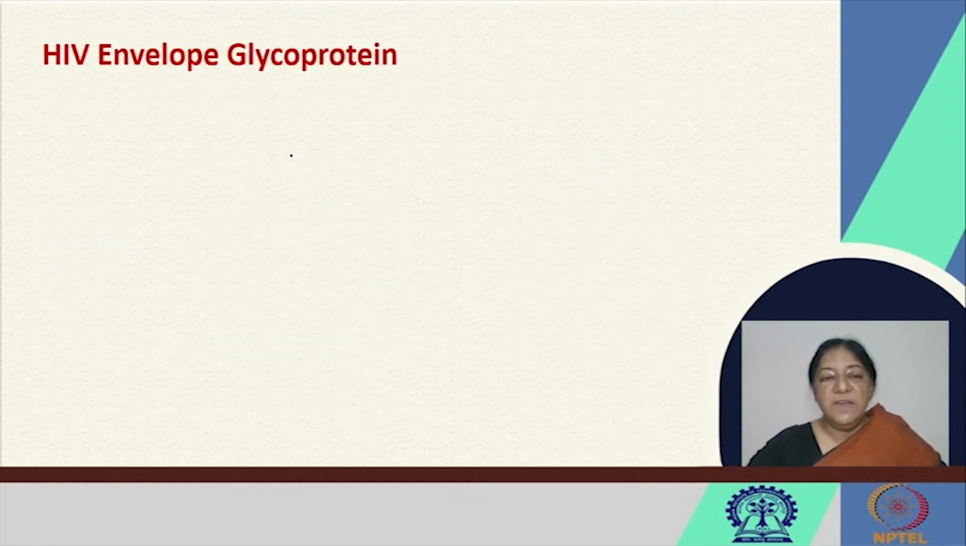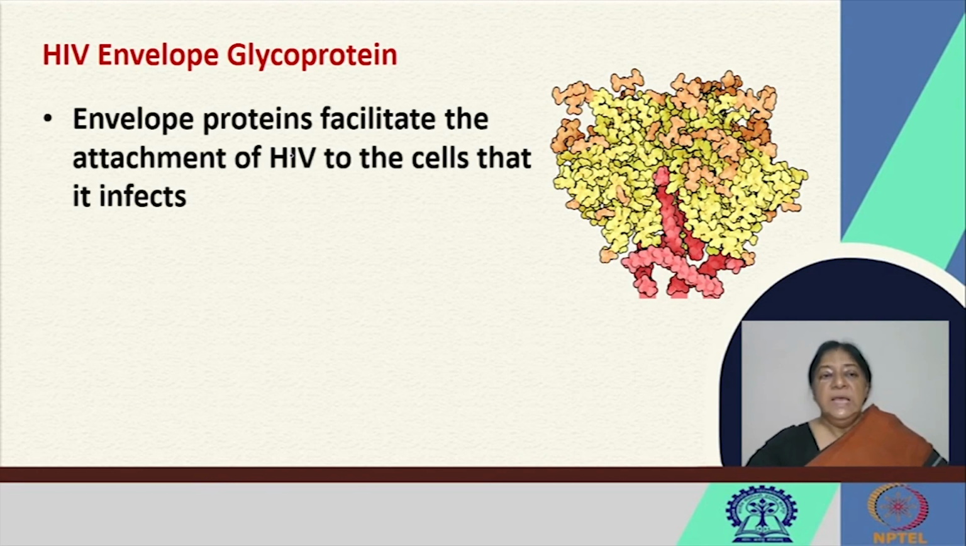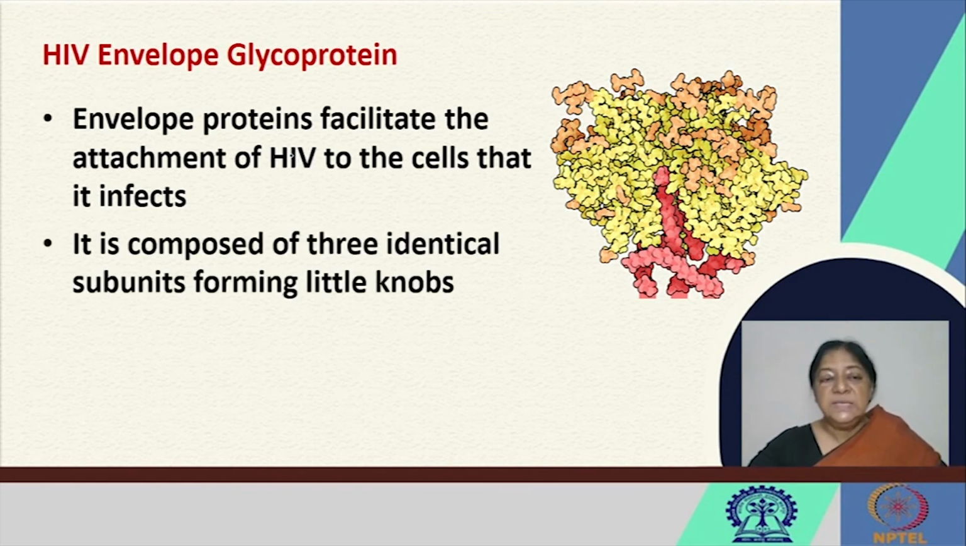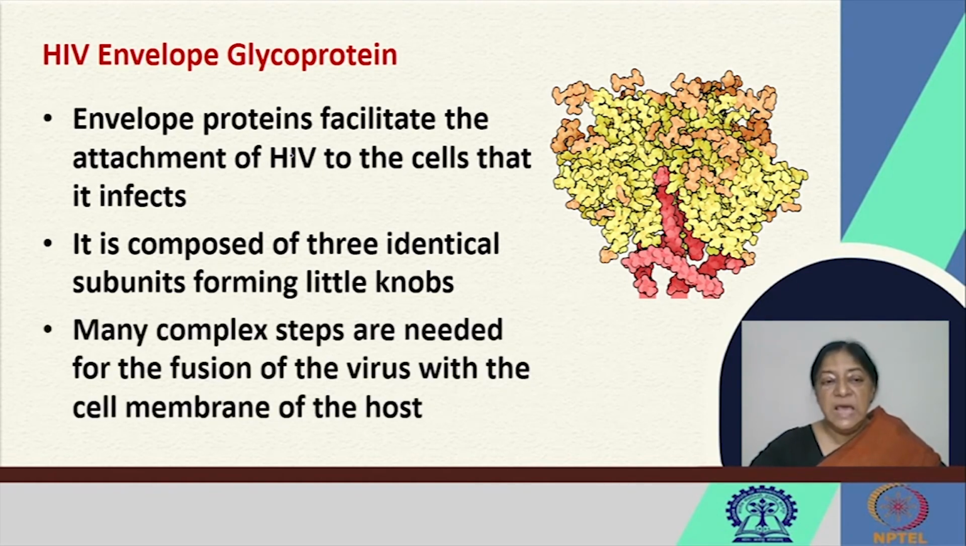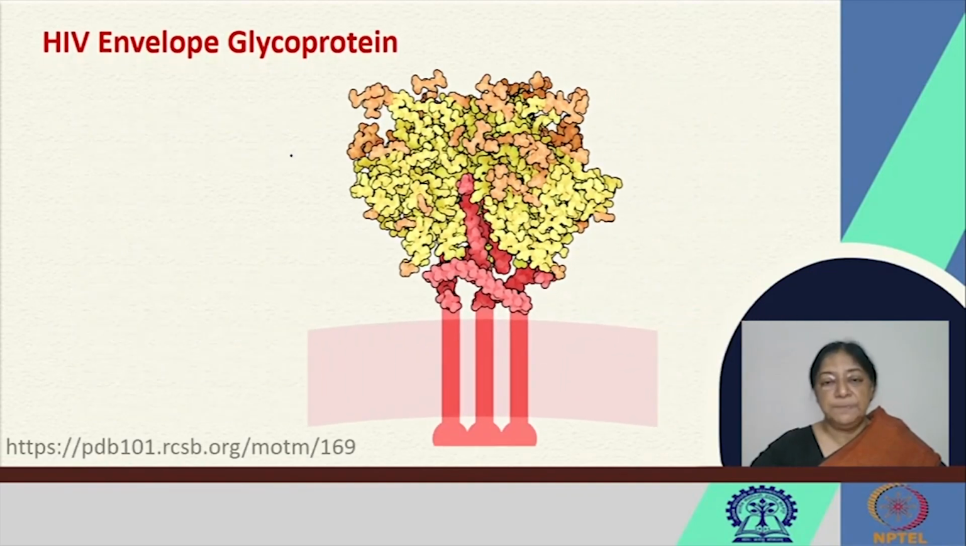The HIV envelope glycoprotein facilitates the attachment of HIV to the cell that it infects. This is composed of 3 identical subunits forming little knobs on the surface, and there are several steps that are required for the fusion of the virus with the cell membrane of the host. The fusion of this is required for the cell to be infected with the virus.